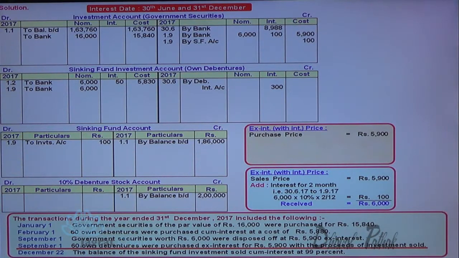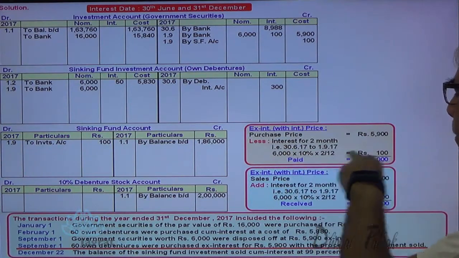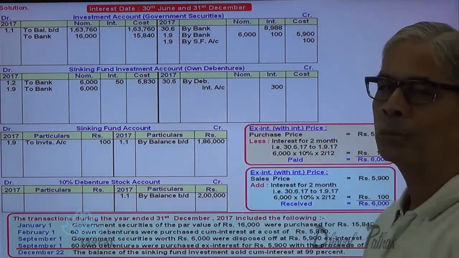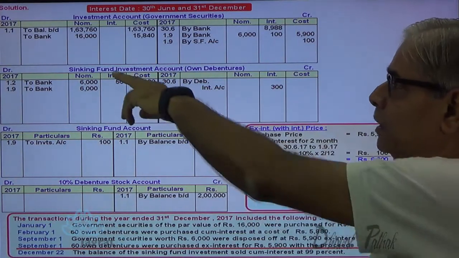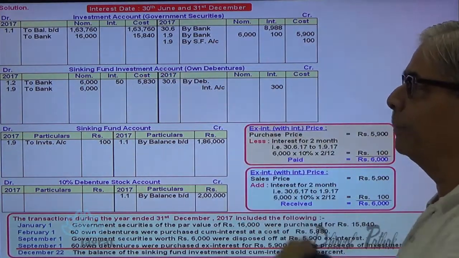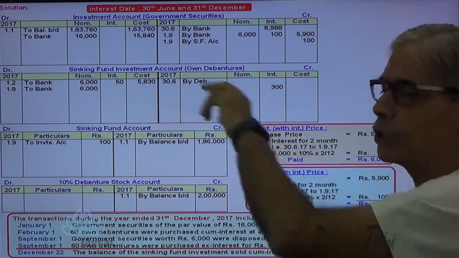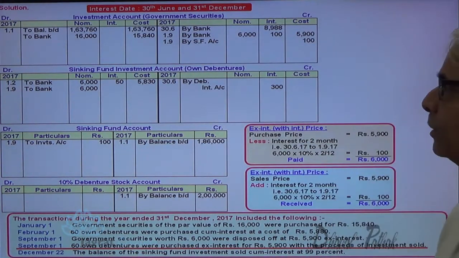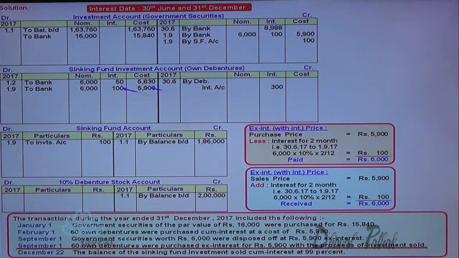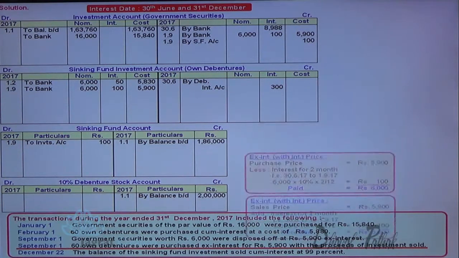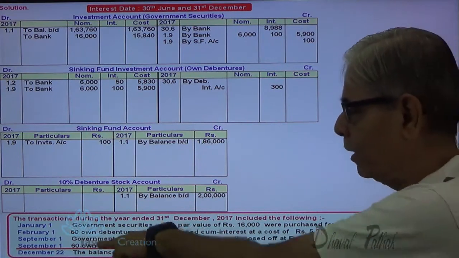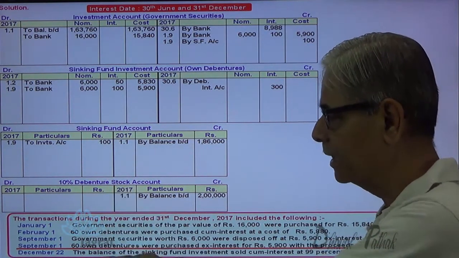But you have paid 6,000. So the same interest is going to be paid. Notice it. So amount paid is 6,000. When you purchase, you have paid 6,000, but the interest element paid is 100. So what's the entry? Sinking fund investment in own debenture account debit 5,900. Interest on own debenture account debit 100, to bank account credit. So this is how the purchase entry is recorded. So 1st September is done.